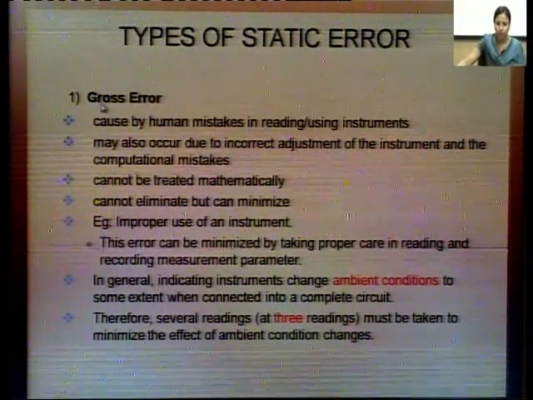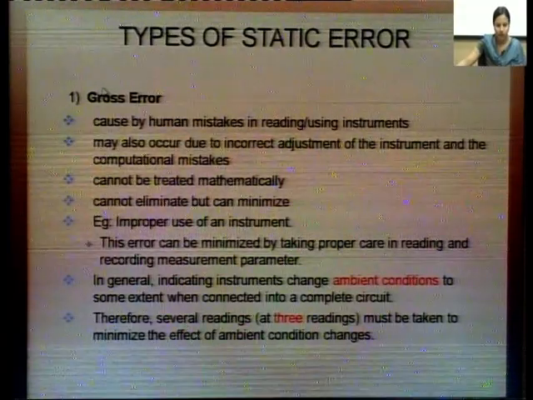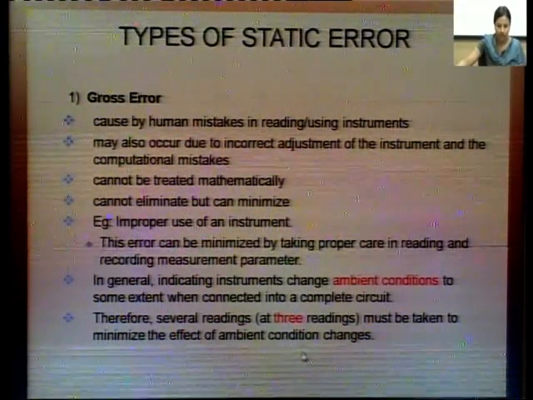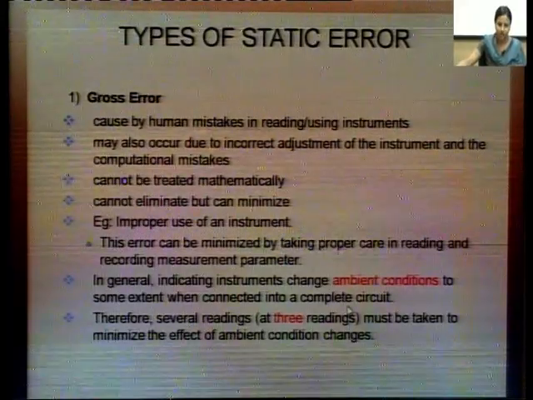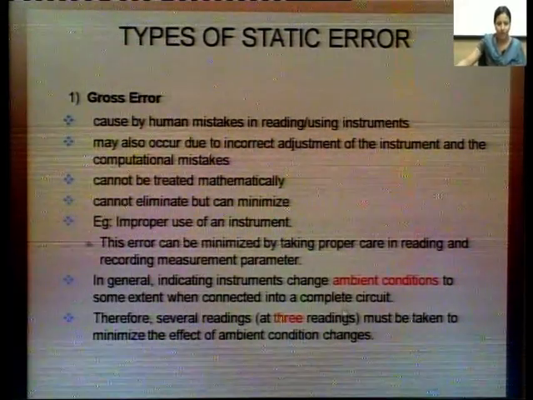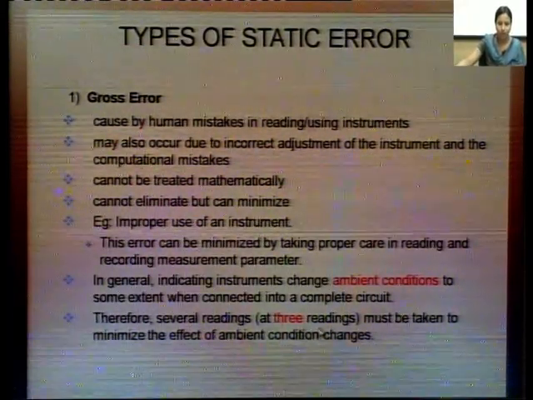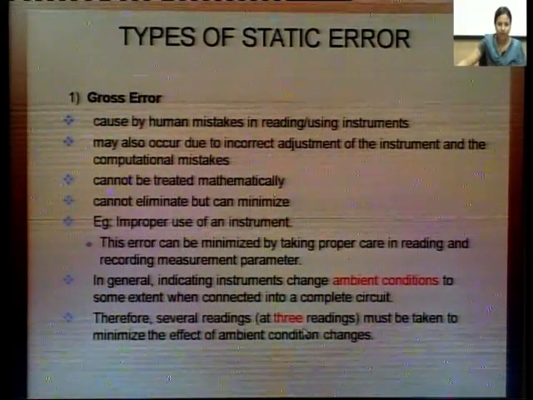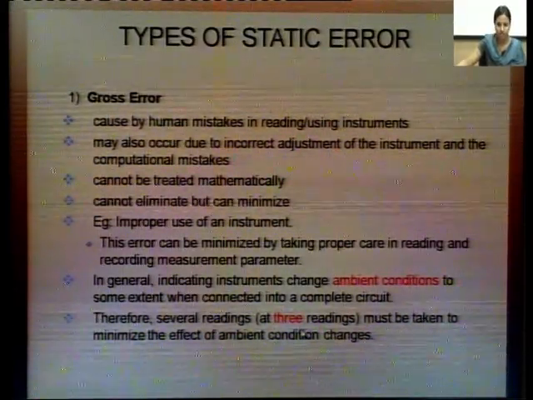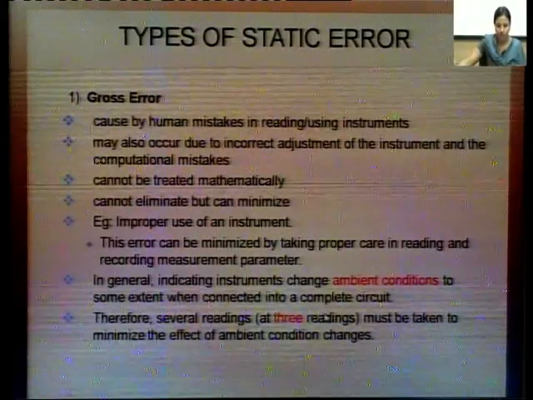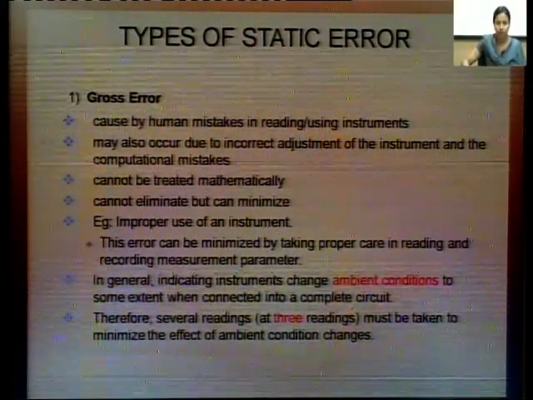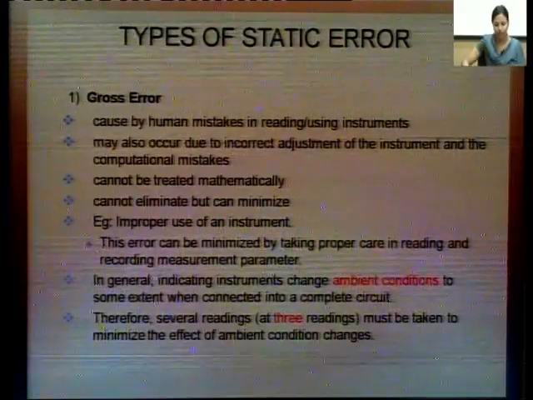So if we want to correct this type of error, we have to take at least 3 readings to minimize it. If we are doing it the wrong way for the first reading, maybe we can correct it for the second. So we can take the average of 3 readings, or we can correct the first reading if we are taking it in the wrong way.